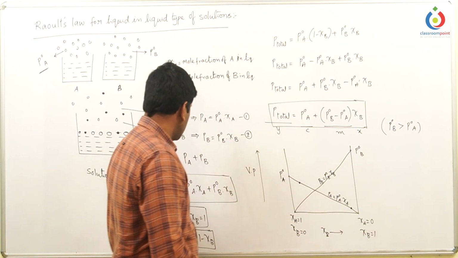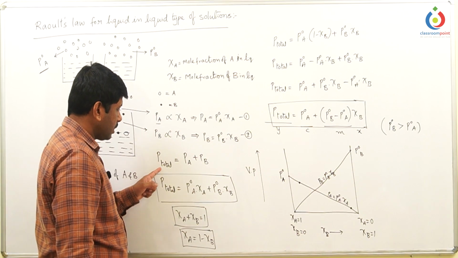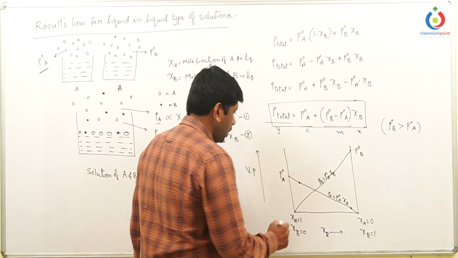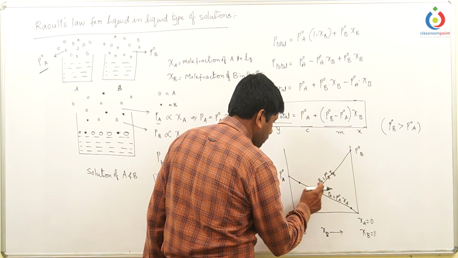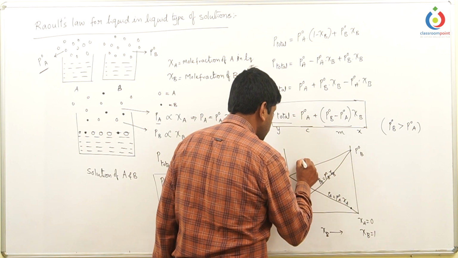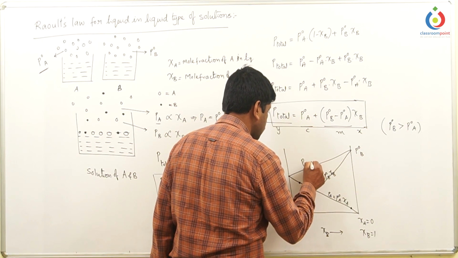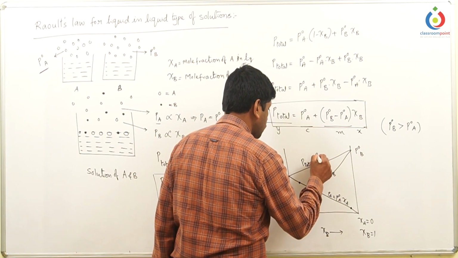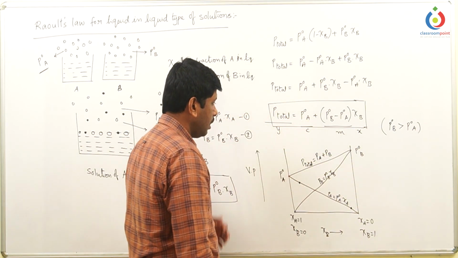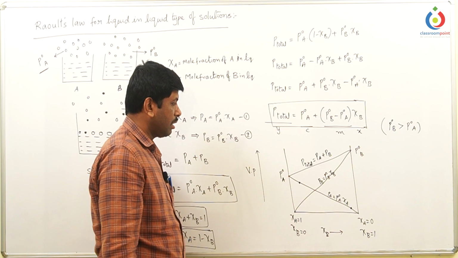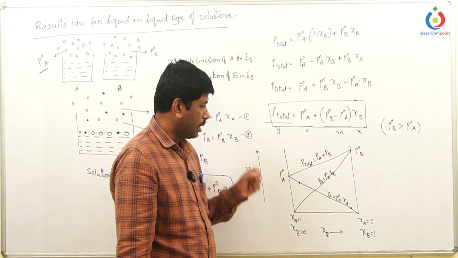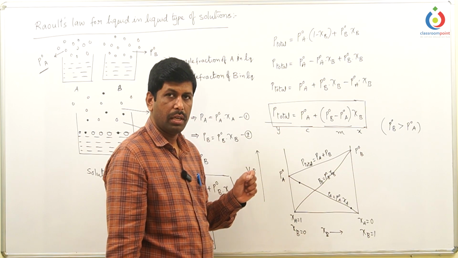Now what about the total pressure? Total pressure is the sum of PA and PB at any given point. So if you add PA plus PB, gradually it is going like this. So here we get that total pressure of the solution equals the sum of the partial pressures of A and B.